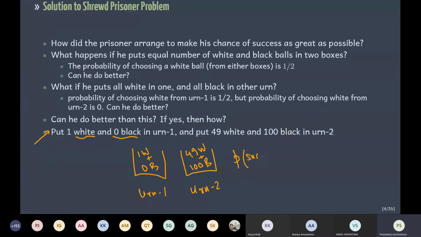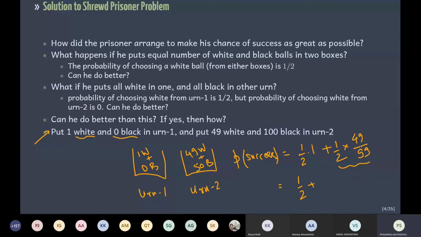This is the way we define the success. The probability to choose urn 1 is half, and once he goes there is only white, so choosing white is certain. Then the probability to choose urn 2 is half, and inside there the probability to choose white is 49, I'm sorry, this is not 100 here, this is 50 black. There are only 50 blacks. So choosing 1 white in urn 2 is 49, the number of favorable cases, divided by the total number of cases, which is 99.